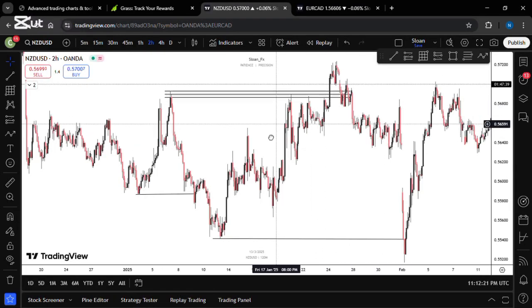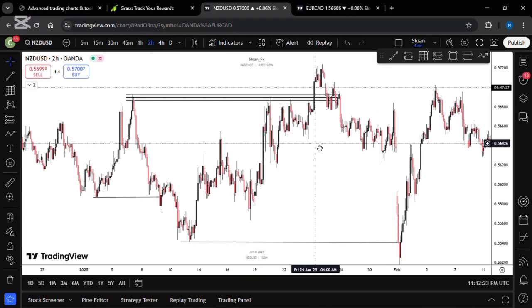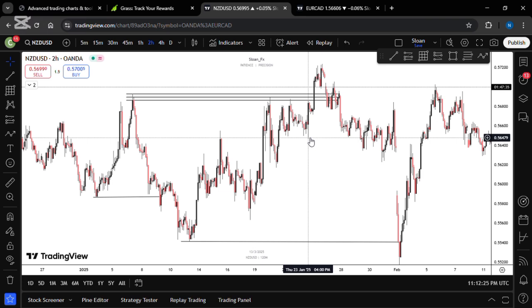Alright, GM guys. So this is how I lost money trading NZD. Now I am just going to be marking out what I did and then what eventually happened and how I reacted to the loss that I took.